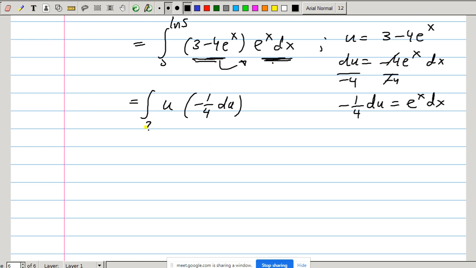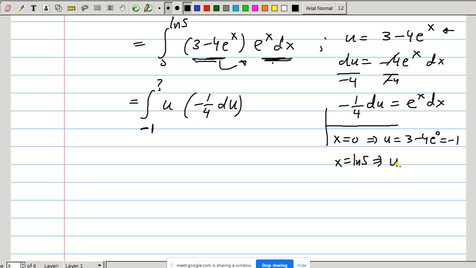But now I have to change the limits here. I cannot bring 0 and log of 5 because my variable becomes u. So this is the extra thing you do in 5.9. You take x is equal to 0, the first value, put it here. You get u is equal to 3 minus 4 e to the power 0, which is 1, so that is minus 1. So you see this value 0 becomes minus 1.